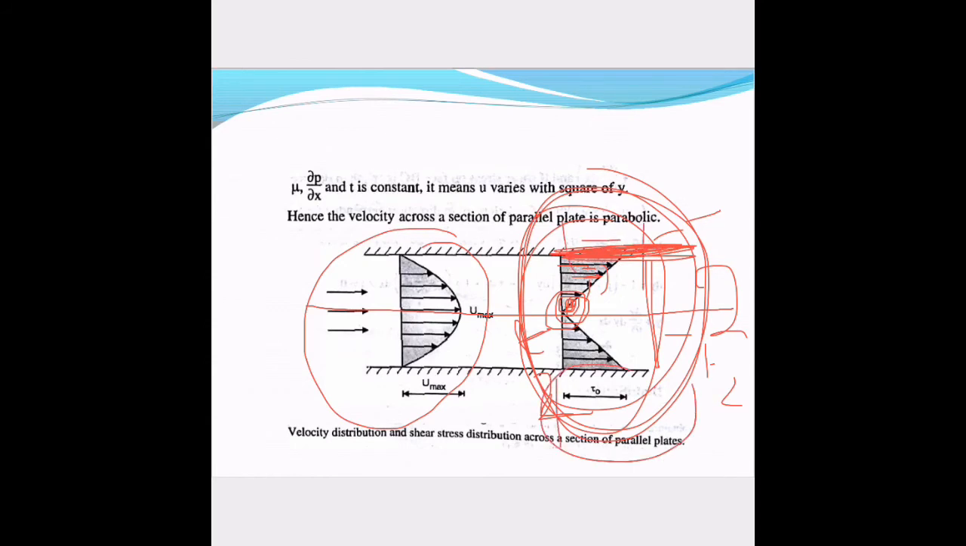I am marking this diagram. You can see this is the occurrence of maximum shear stress, on both sides of the wall. In between the two parallel plates, shear stress is minimum, that means 0. No shear stress occurs in the middle of the plates.